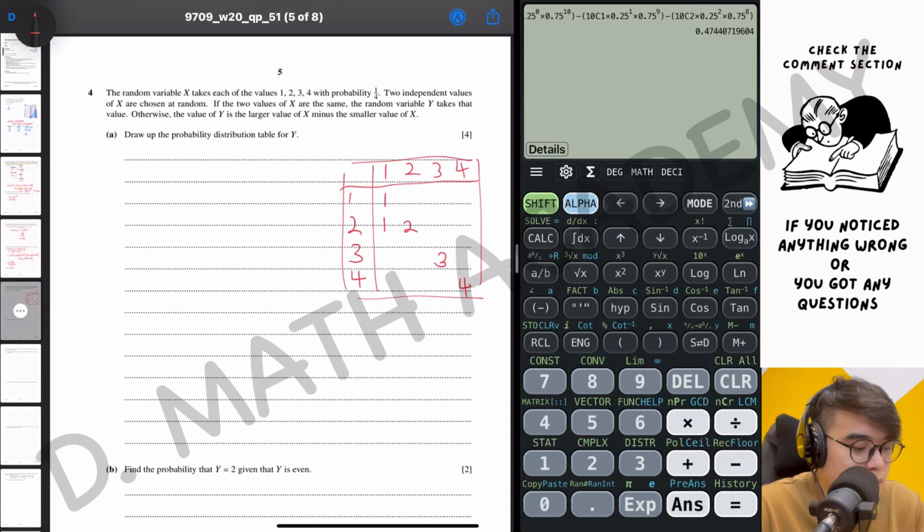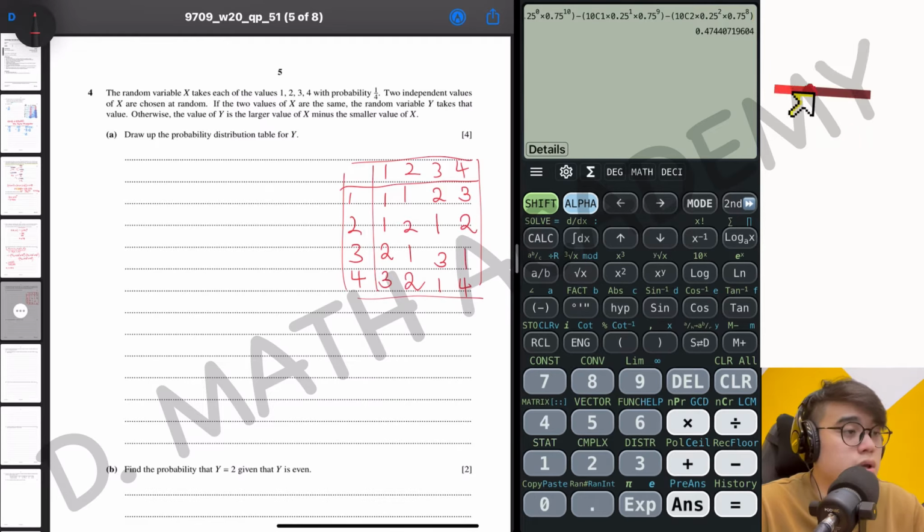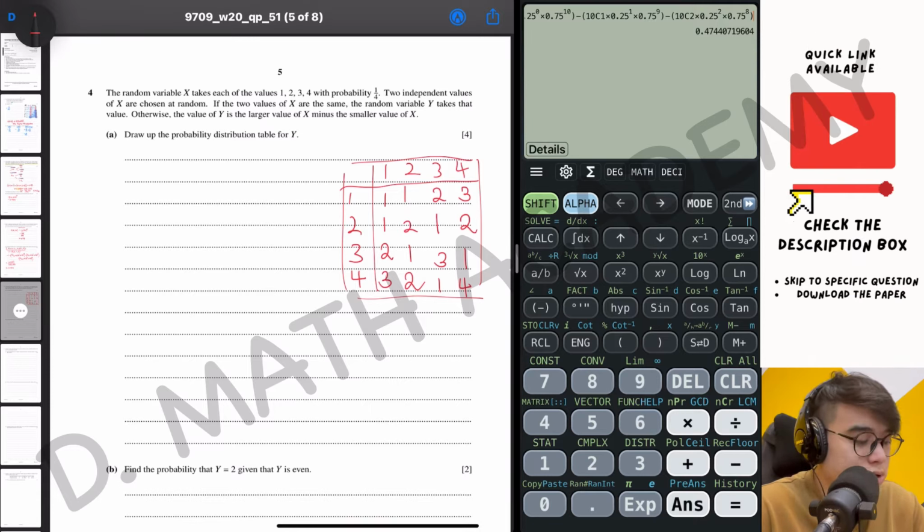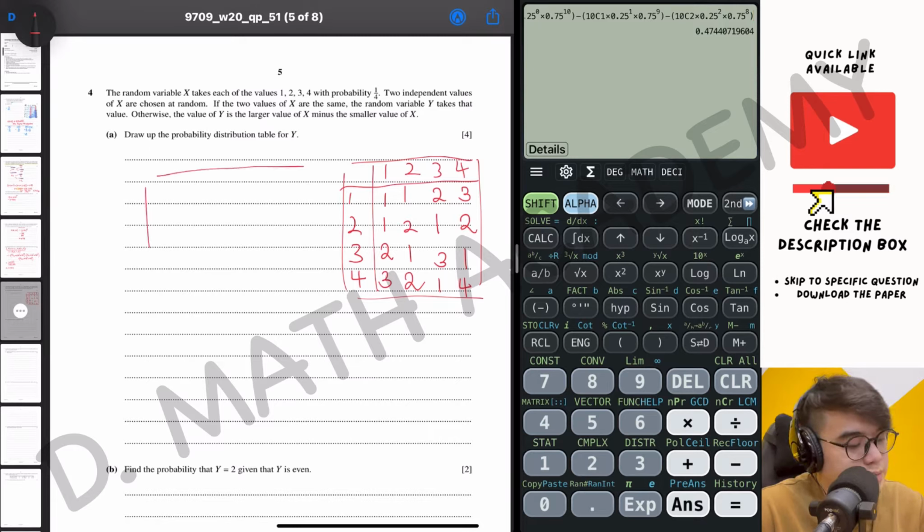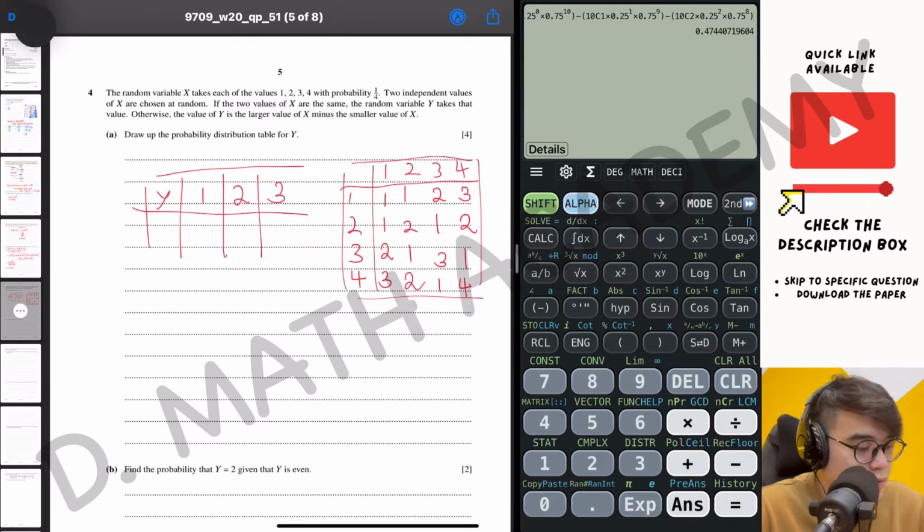So it will be 1, this will be 2, this will be 3, this will be 1, this will be 1, this will be 2, followed by 2, 1, 1, and lastly we have 3, 2, 1, 4. So that should be the results. Find the probability of y. So there's only a few possible outcomes here. Our possible outcomes will be 1, 2, 3, and also 4 here.